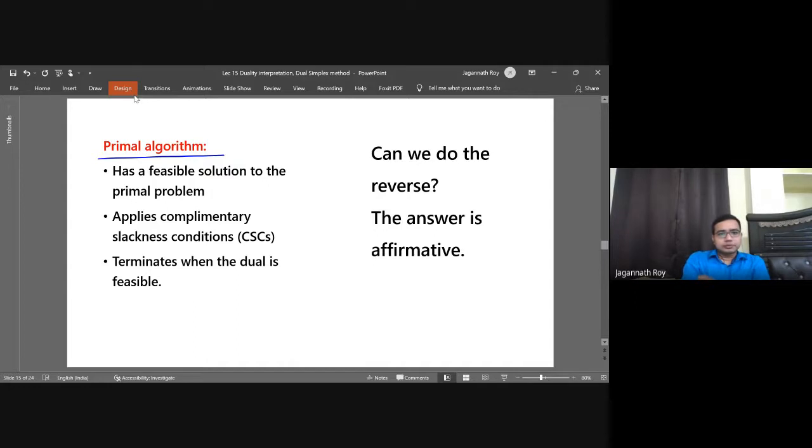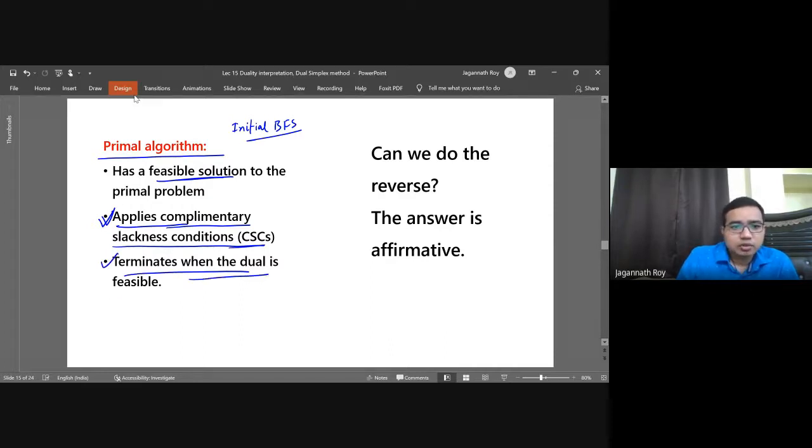It will always maintain the feasible primal solution. So from the initial basic feasible solution, it will always evaluate feasible solutions. Remember, we cannot start the algorithm without an initial basic feasible solution. At every iteration, it will satisfy the complementary slackness conditions, and also it will terminate as soon as the dual is feasible.